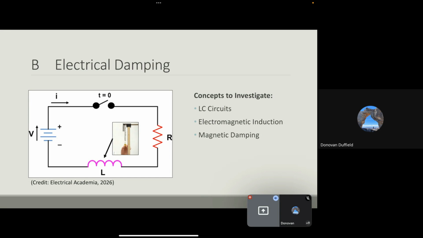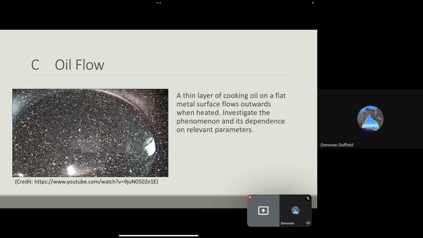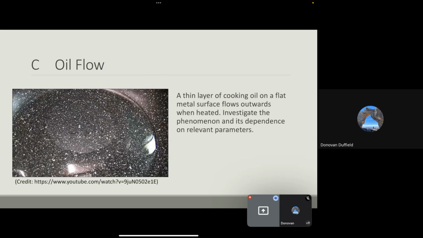Right, so we've looked at these two problems in detail. I'm going to move more quickly through the remaining 6. Then the third problem is on oil flow.